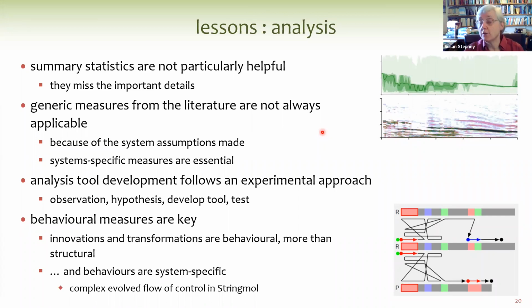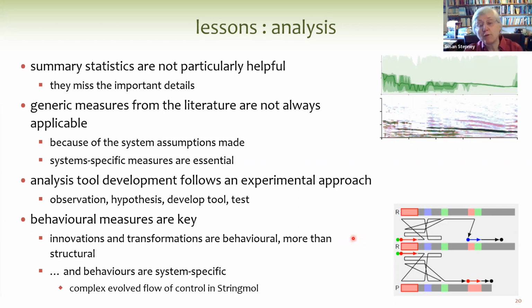So I said right at the beginning that Stringmol is different from things like Avida and Tierra because it requires two strings to bind. And so a lot of assumptions that some of the generic measures make don't take that into consideration. So in fact, our analysis followed an experimental approach. We observe the system, we observe something weird happening, we hypothesize what's going on, we develop some tools to measure and test that hypothesis, and then we go around that loop again as we get more and more sophisticated analyses and better understanding of what's going on.